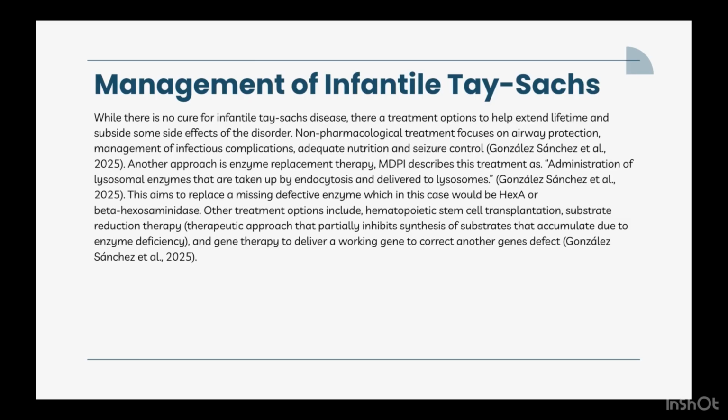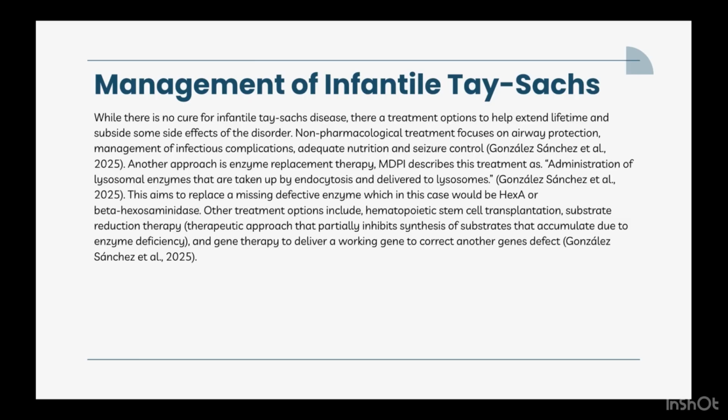There are also some more advanced treatments being studied. One of these is enzyme replacement therapy. This involves giving the body the enzyme it's missing called hexa-A, or beta-hexosaminidase, so cells can function more normally. The enzyme is delivered into cells and sent to lysosomes where it is needed.